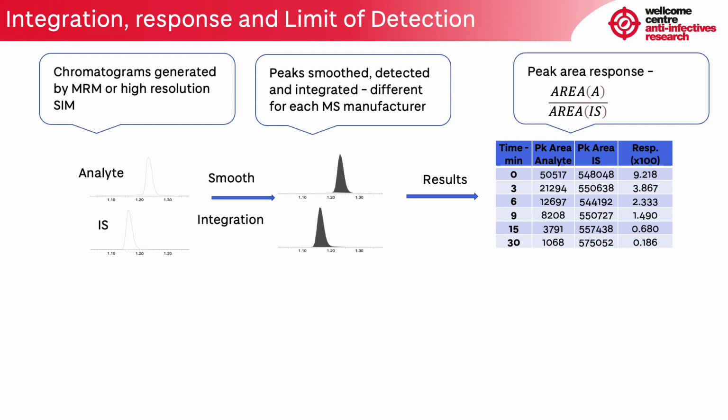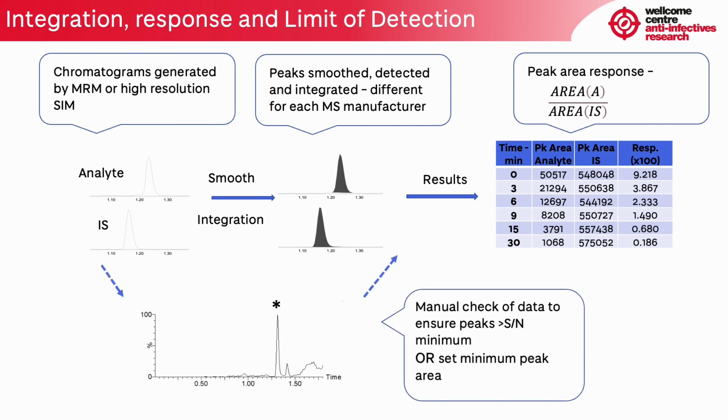Almost all in vitro work using mass spec is run on either triple quadrupoles or high resolution mass specs, generating either MRMs or single ion monitoring. Chromatograms for the analyte and internal standard are smoothed and integrated, and the peak areas tabulated and recorded. The area for the analyte and the internal standard are then used to calculate a response, which is simply the area of the analyte over the internal standard.